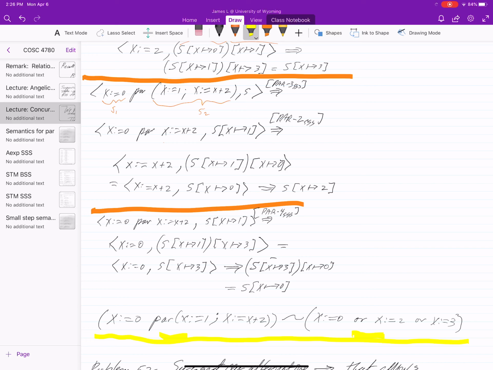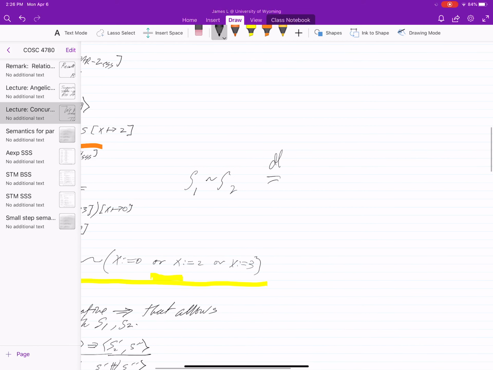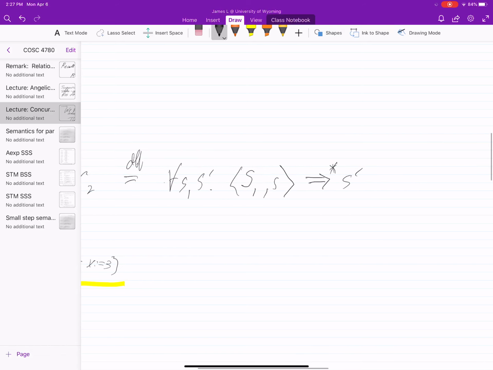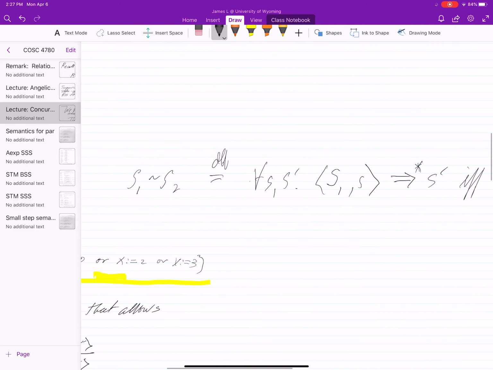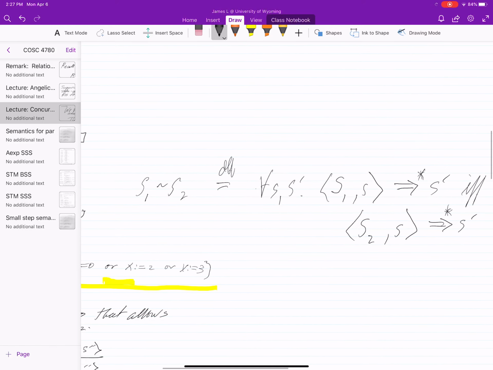The definition of S1 being equivalent to S2 is that for every S and S prime, S1 comma S goes in some number of steps to S prime if and only if S2 in state S can also go in 0 or more steps to S prime. So that's what it means for two programs to be equal.